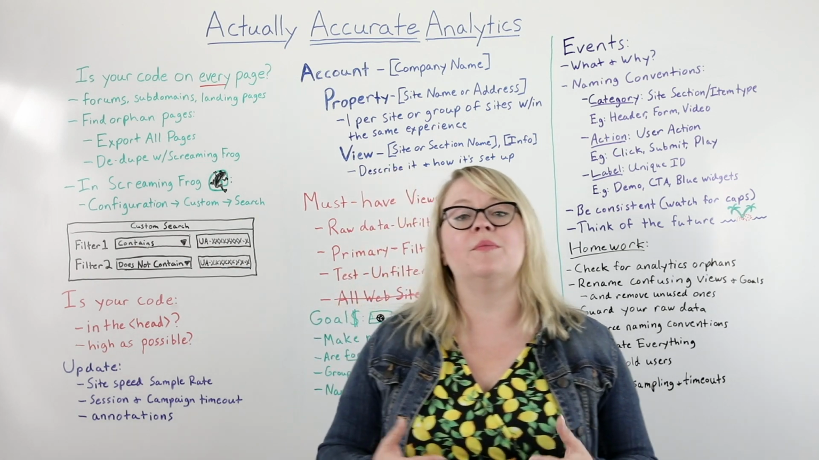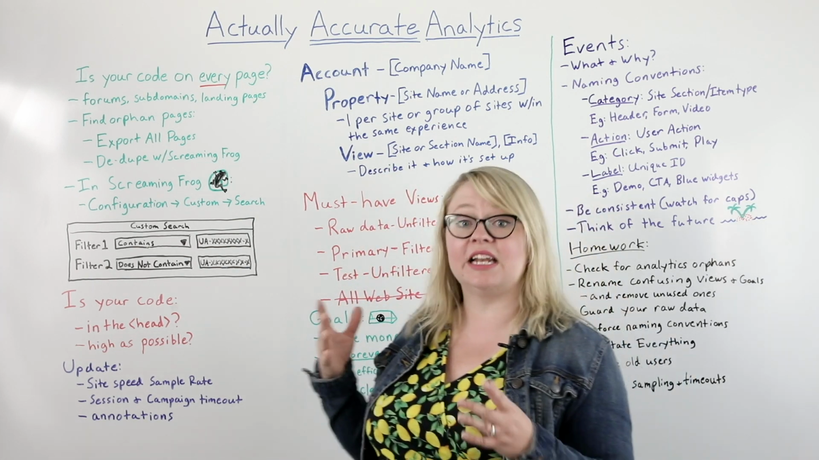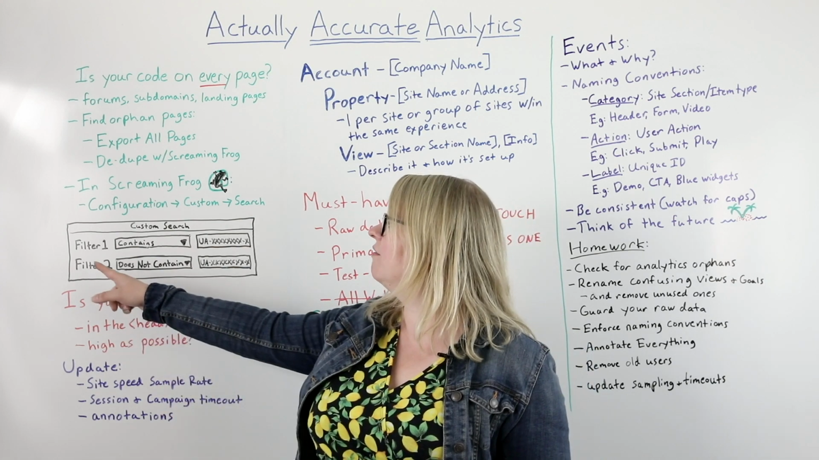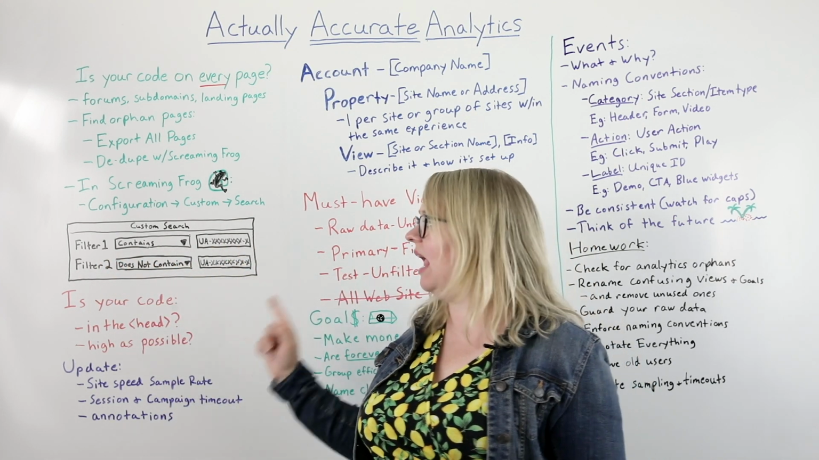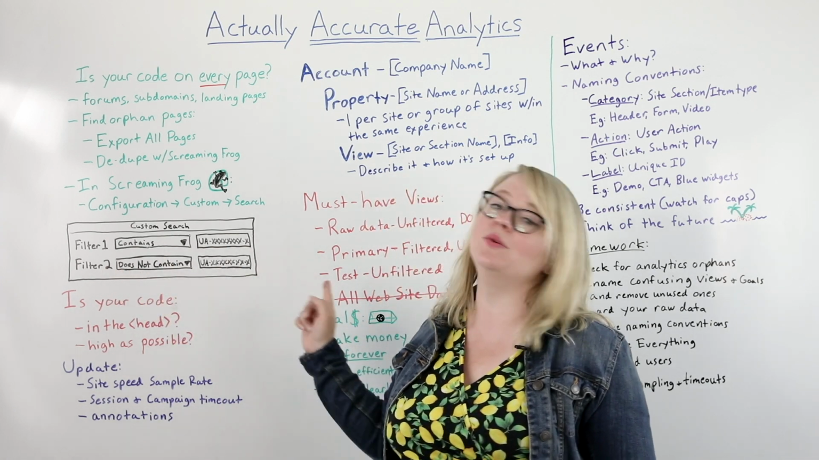What I like to do when I'm looking for analytics information is set up two filters, actually. One for all of the pages that contain my UI identifier, and one for all of the pages that don't contain it.